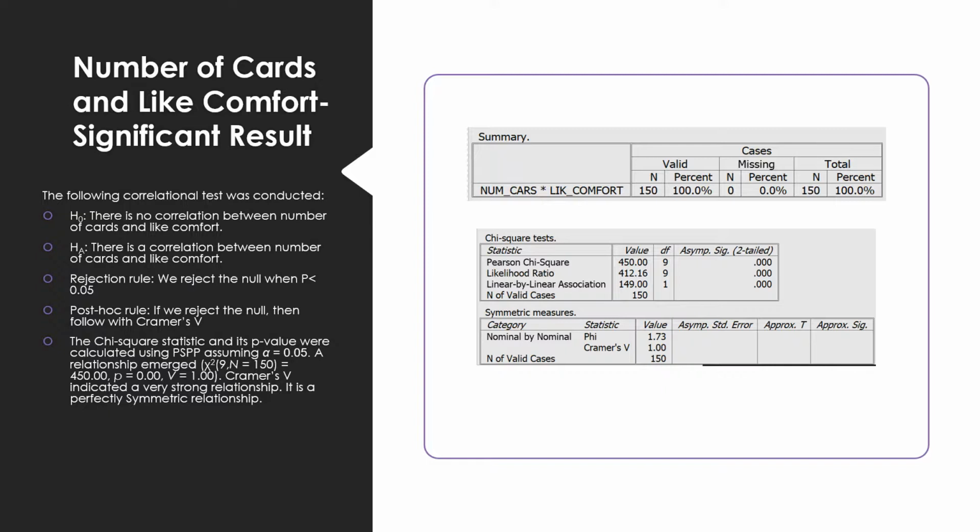So here we have degrees of freedom, which is 9. The number of samples is 150. The chi-square is 450 with a p-value of 0. Cramer's V is 1.00. So this indicates that Cramer's V shows a very strong relationship, a perfectly symmetric relationship.